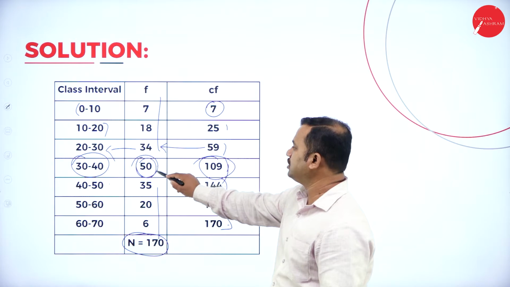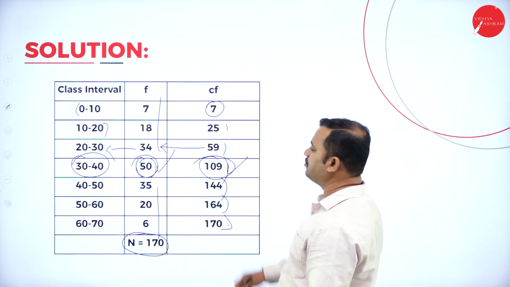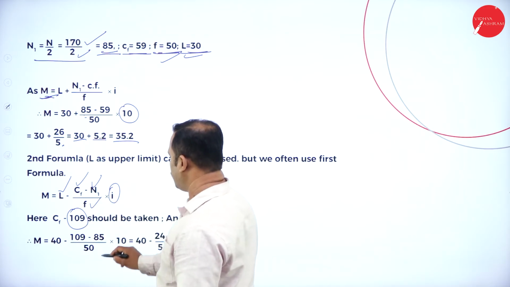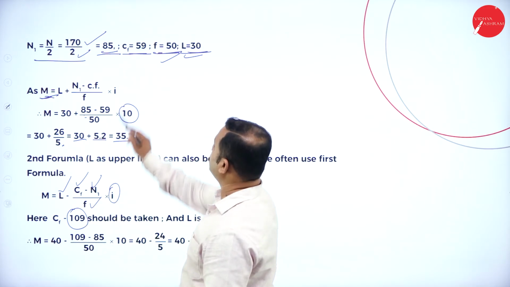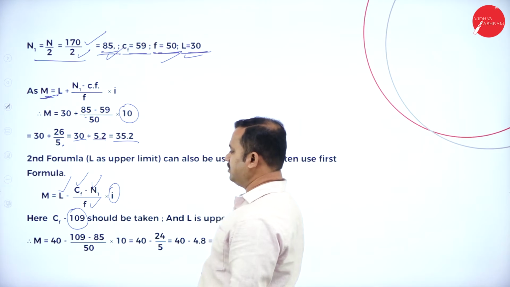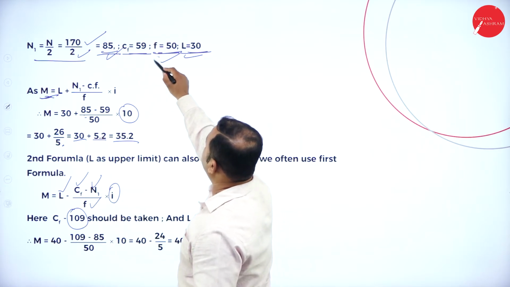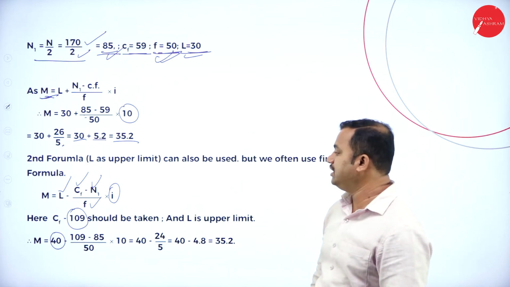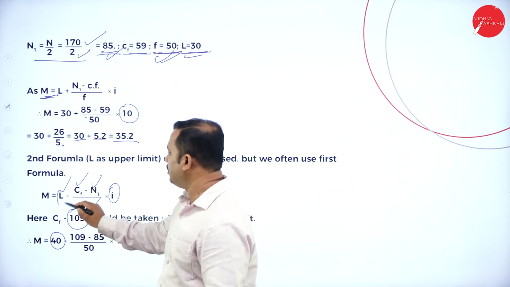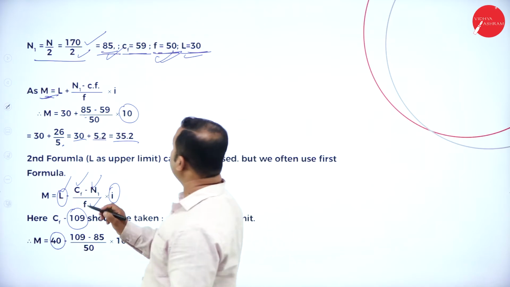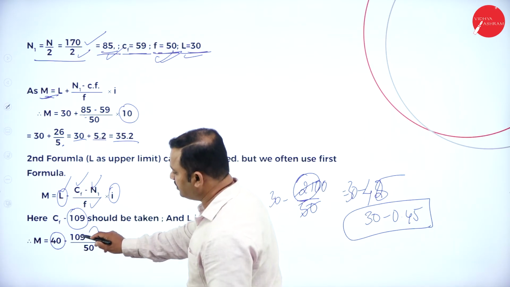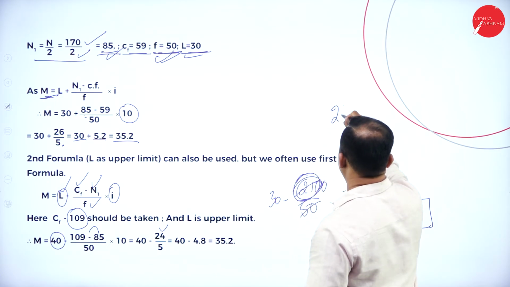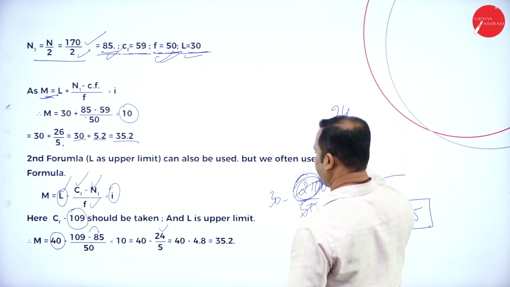In the first method we are using the frequency, in the second method we are using the cumulative frequency, which is equal to 109. See here, CF is equal to 109, 109 minus N1. What is the value of N1? That is equal to 85, divided by F, that is 50. But please see to it here, we have 40 here. What does that 40 indicate? That 40 is the lower limit.